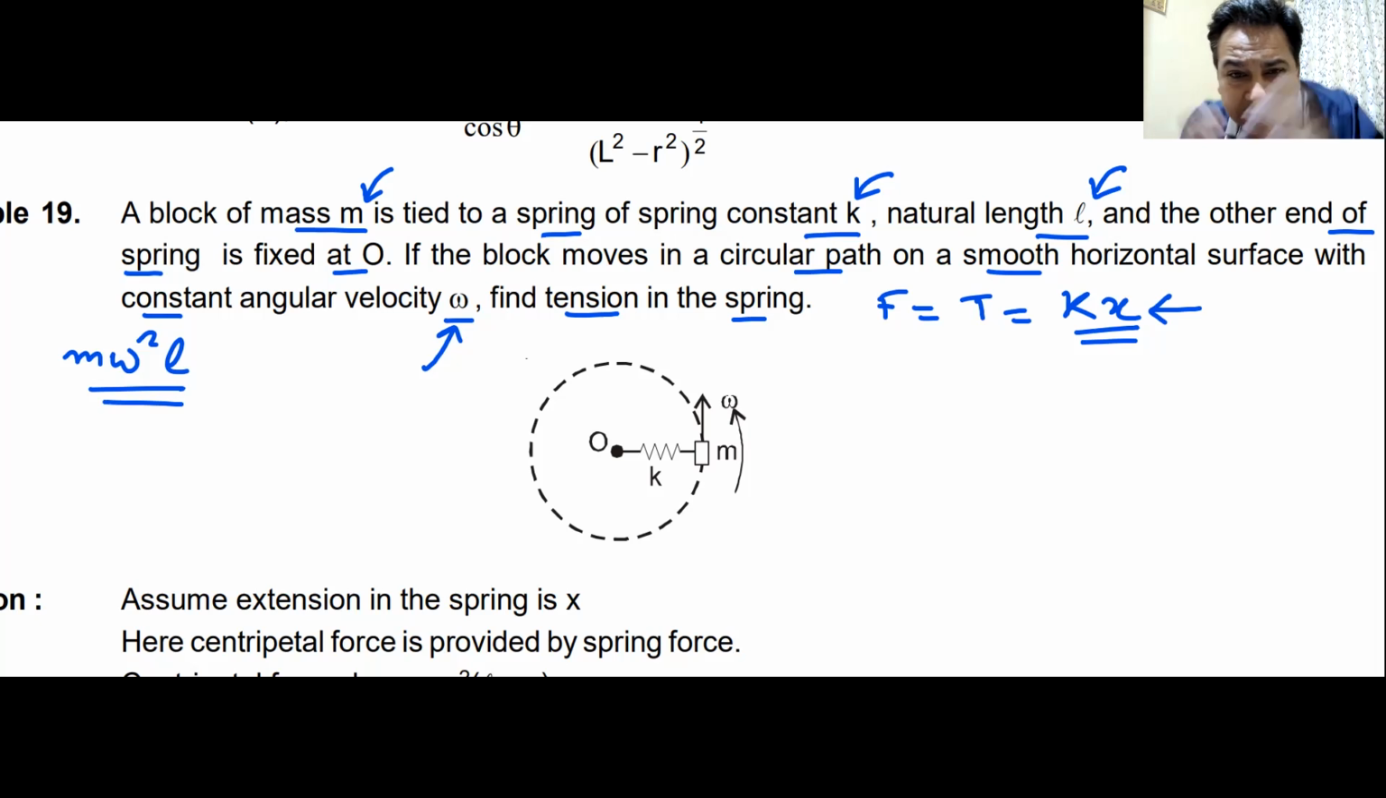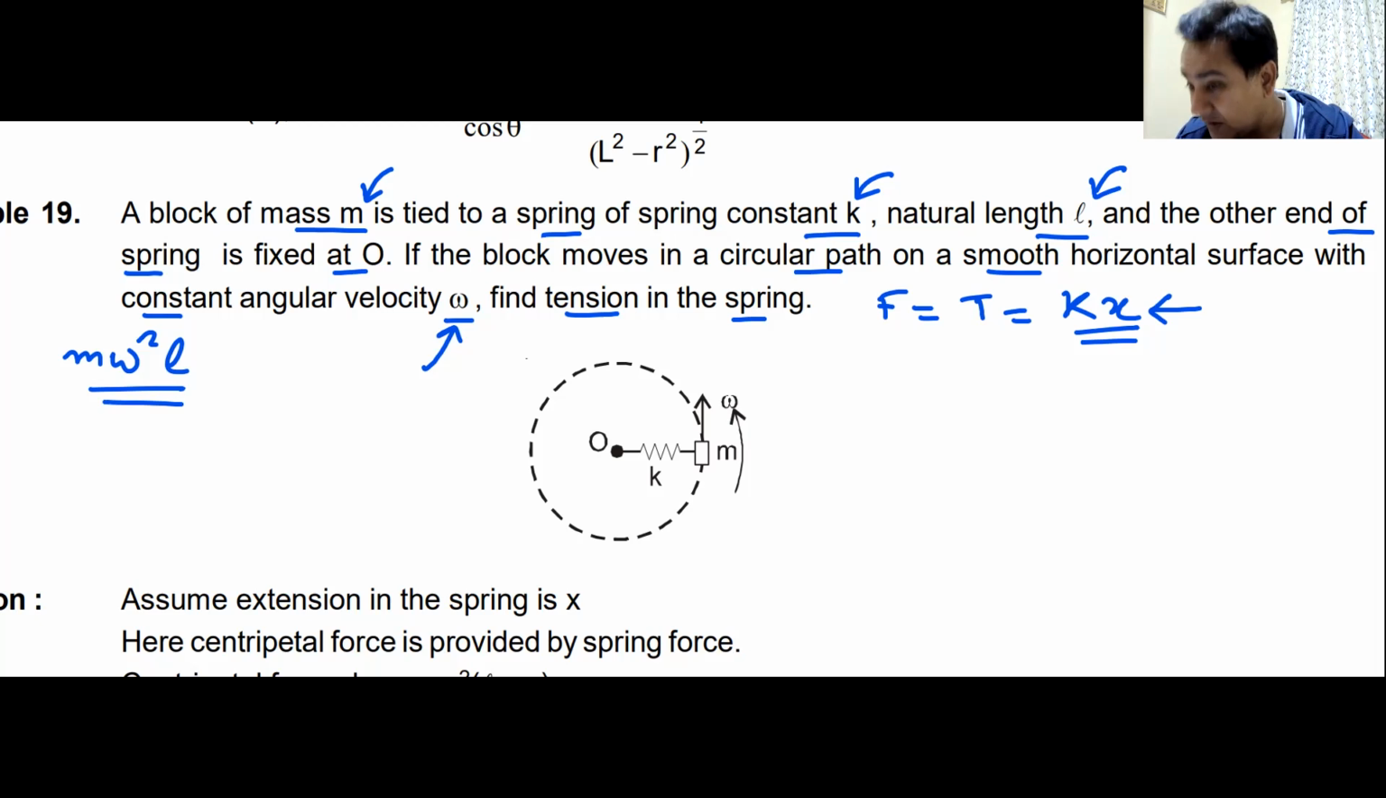According to your answer, the spring does not extend. If the spring does not extend, who is going to give it centripetal force? Lord Krishna? No, Lord Krishna will not give it the centripetal force. Centripetal force has to come from the spring. So the spring has to get extended. And if the spring is extended, the radius of the circle will not be equal to L, my dear friends. Am I clear?